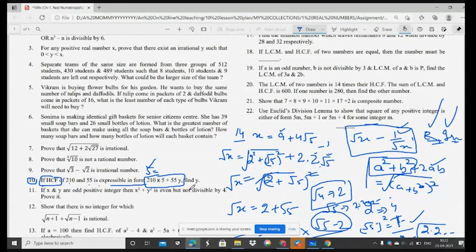Let's see this way. There is one more way also that I'll introduce later on, by using Euclid's division algorithm. That is not in your syllabus, that's why I'm not introducing it. Okay. 210 into 5 plus 55 into y. So, can we find the value of y now?